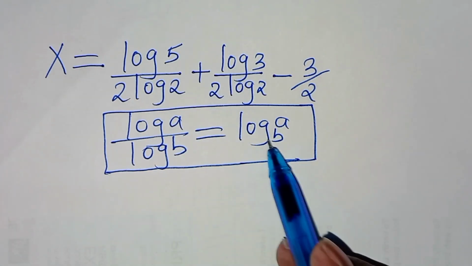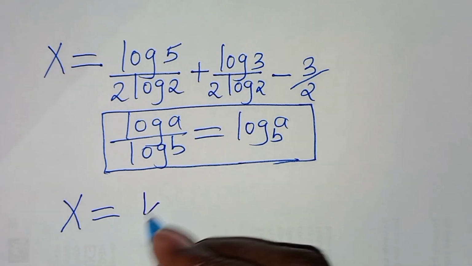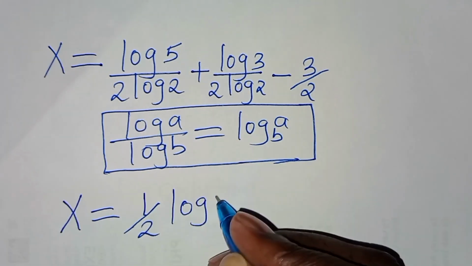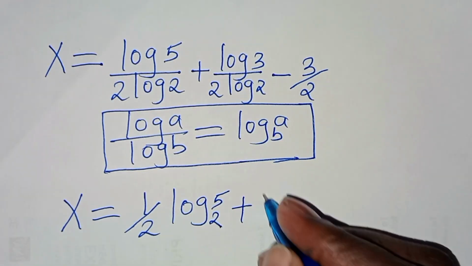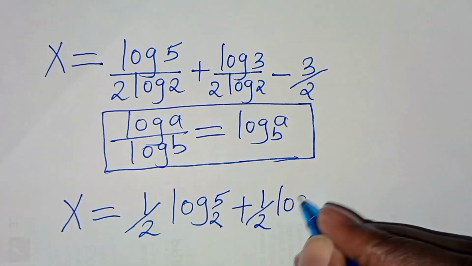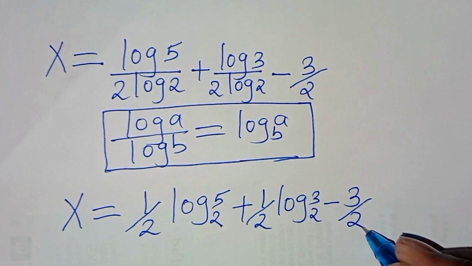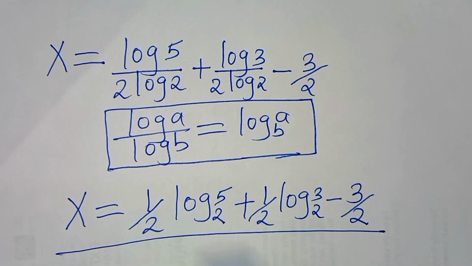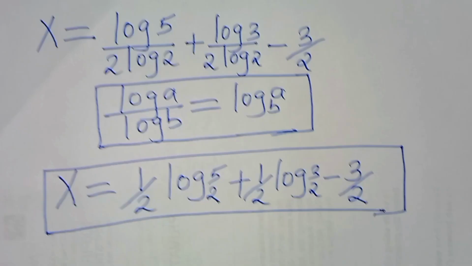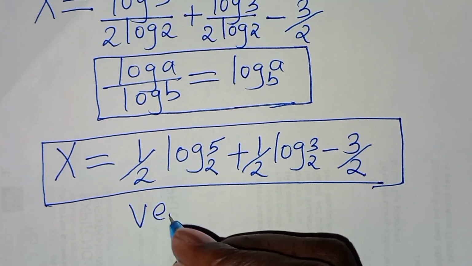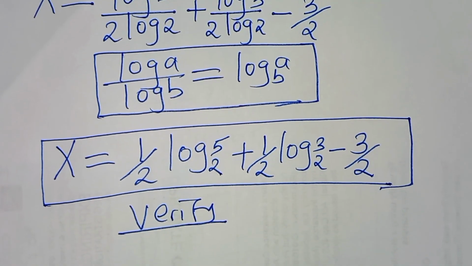Now applying this logarithm property, we can express x equal to half log 5 to base 2 plus half log 3 to base 2 subtract 3 over 2. This is the value of x. Now let's verify that this value of x actually satisfies the equation.